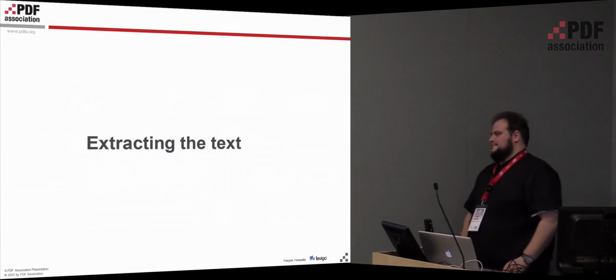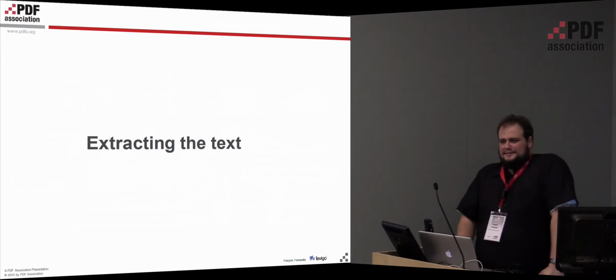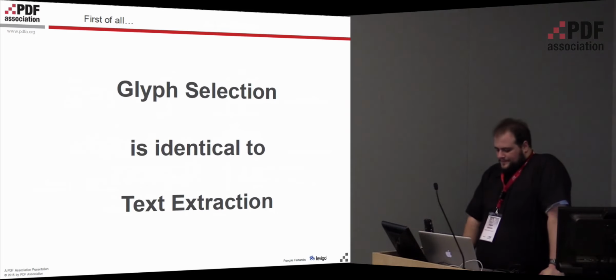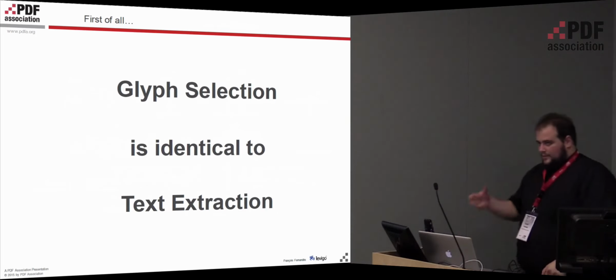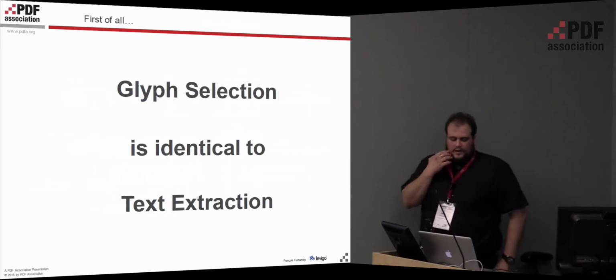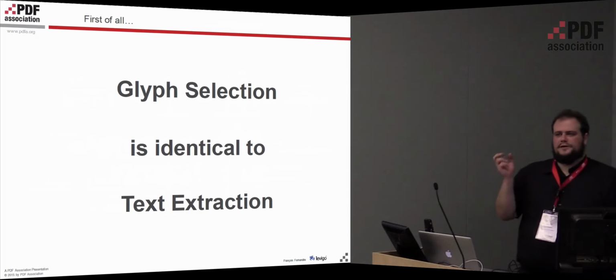Good. I have to fast pace here a little bit. Extracting text is quite associated with what we have when it comes to glyph selection. And really, glyph selection is identical to text extraction. Does anyone agree with me?